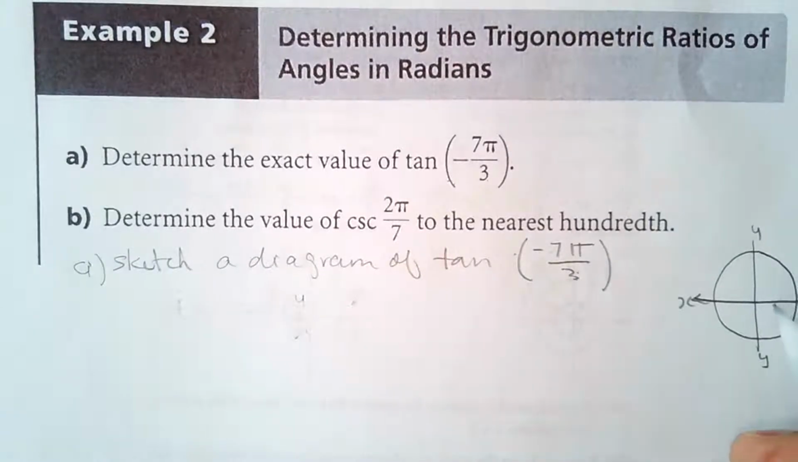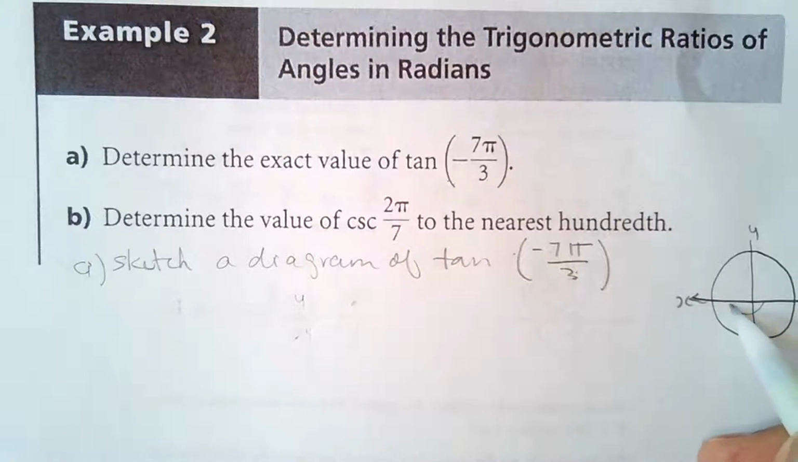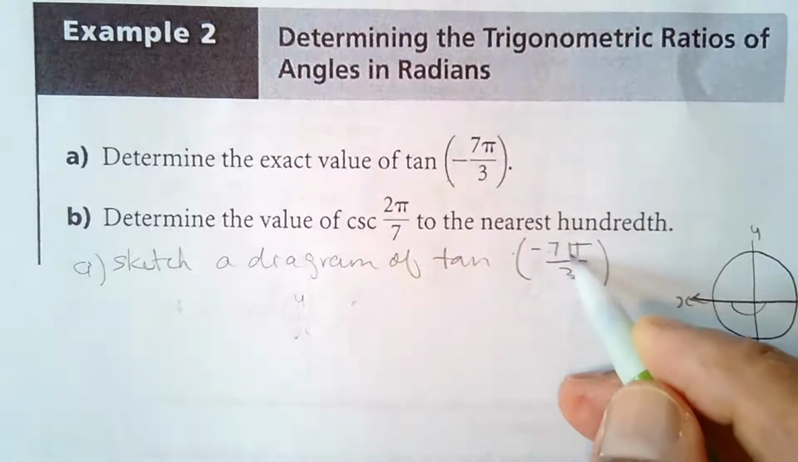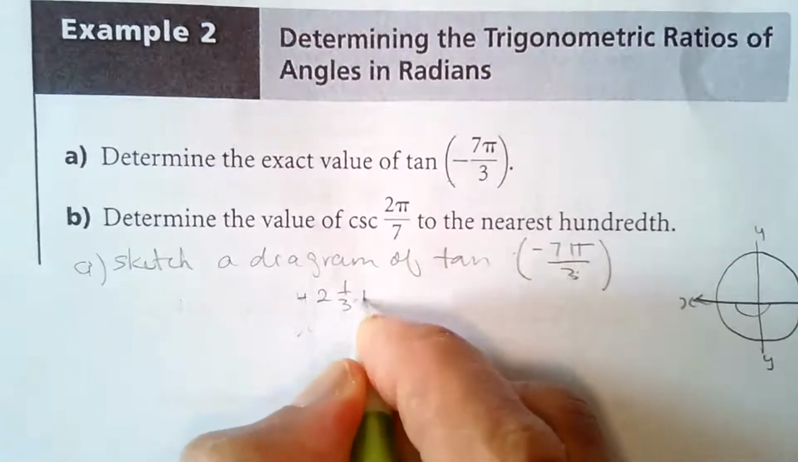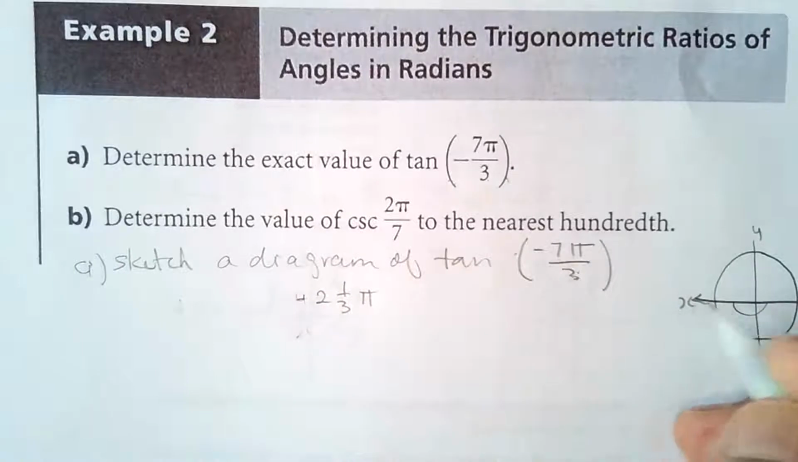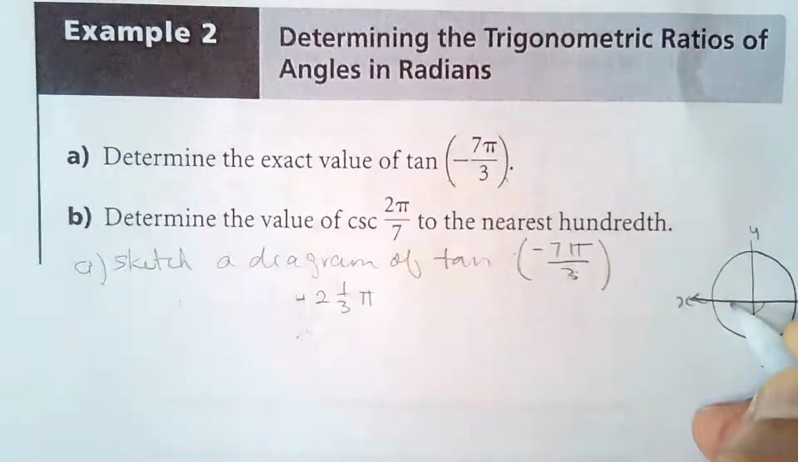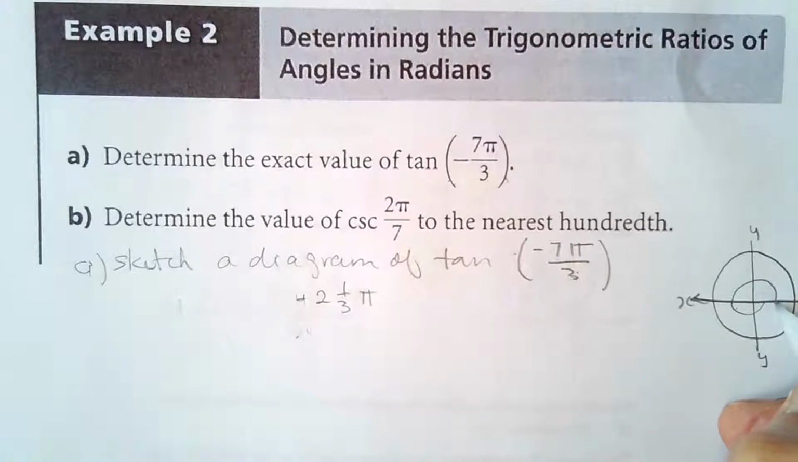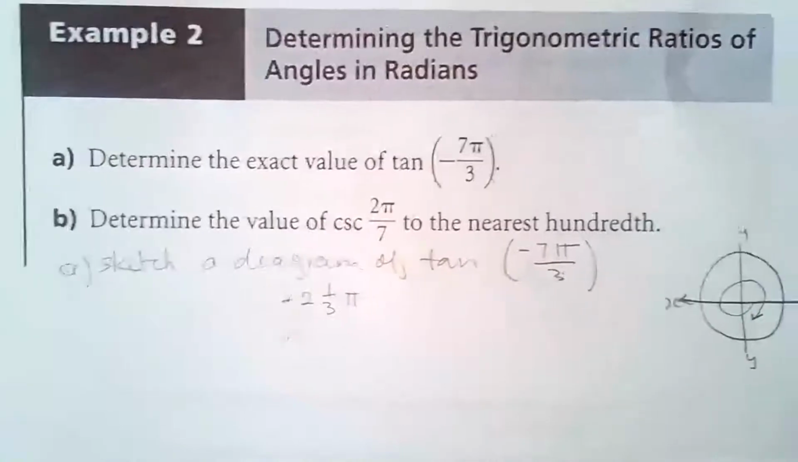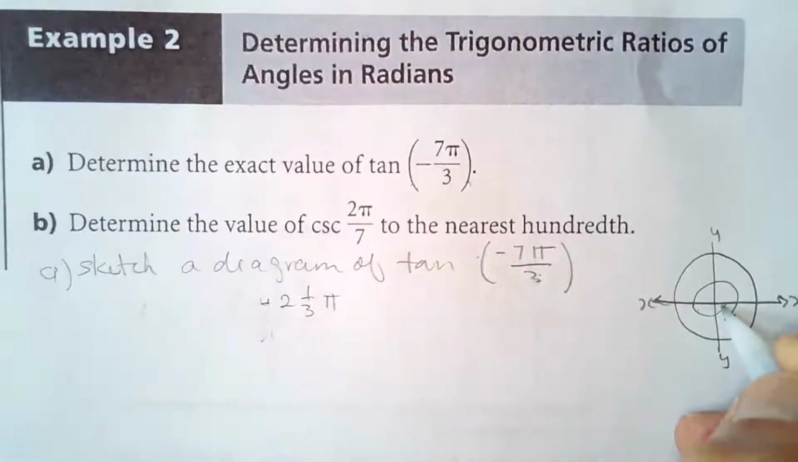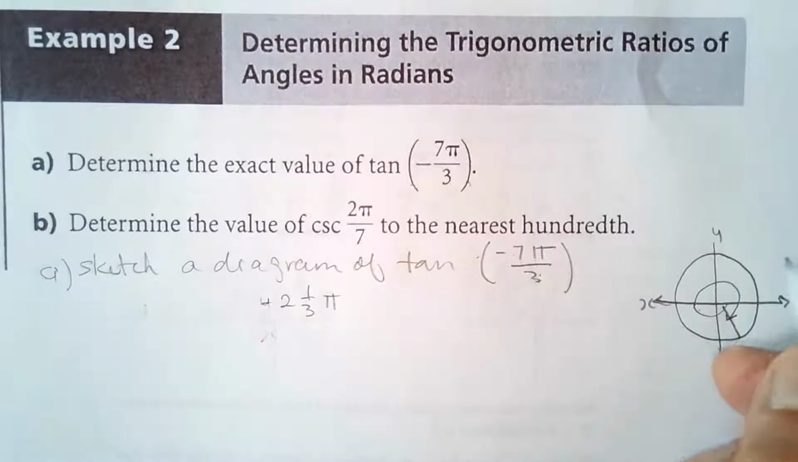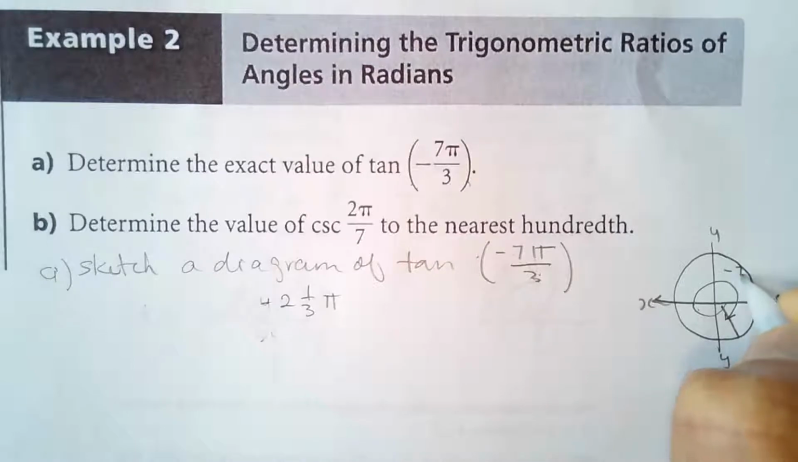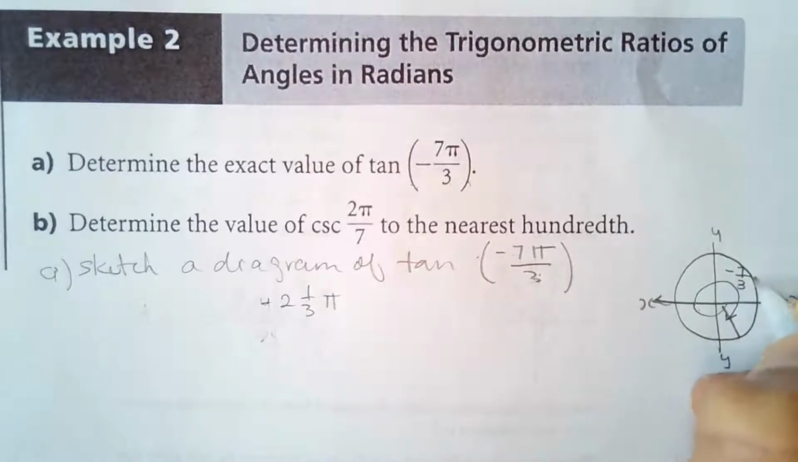We did it with negative, so we're going around. So this is 2 and 1/3. We can convert this as negative 2 and 1/3 pi radians. So here we have 1 pi, 2 pi, and here, if we were to look at this guy, this is my negative 7 over 3 pi.